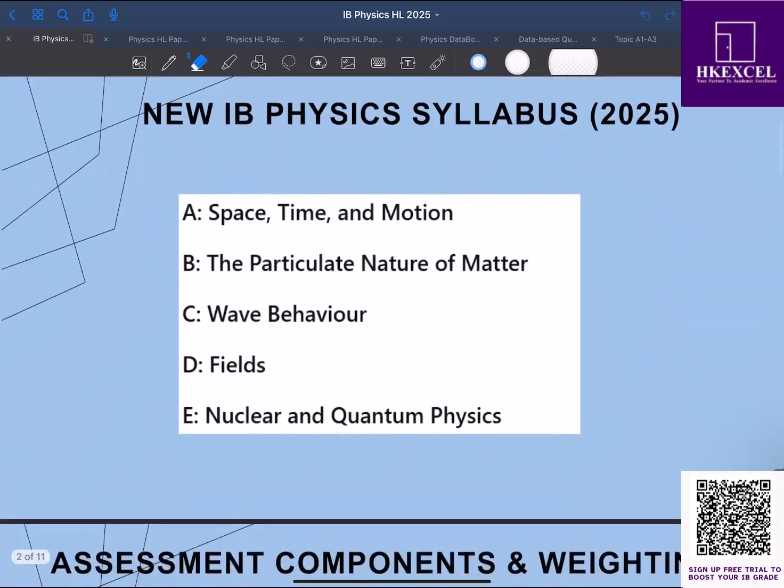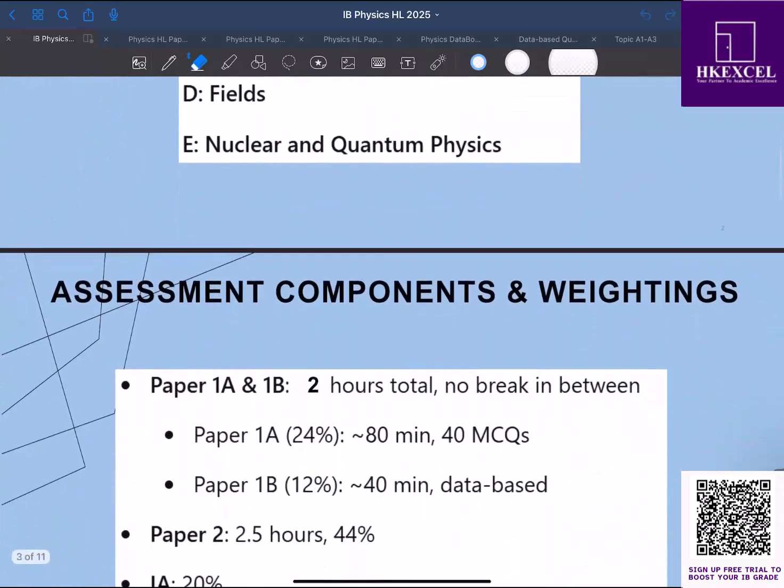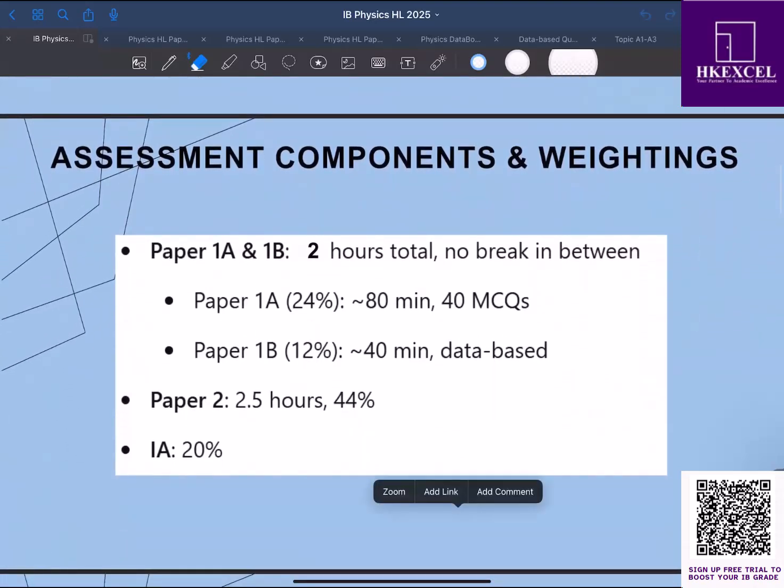Now, next, let's look at the assessment breakdown and the weightings. So for IB Physics HL, you'll be sitting for 3 exams in total: Paper 1A, 1B, and Paper 2. For Paper 1A and 1B, you are given 2 hours in total and no break in between. Paper 1A is MCQ. You'll be given around 80 minutes, and that is going to be 24% of your final grade. Paper 1B is data-based questions, and you are given 40 minutes, and that will contribute 12% to your final grade.